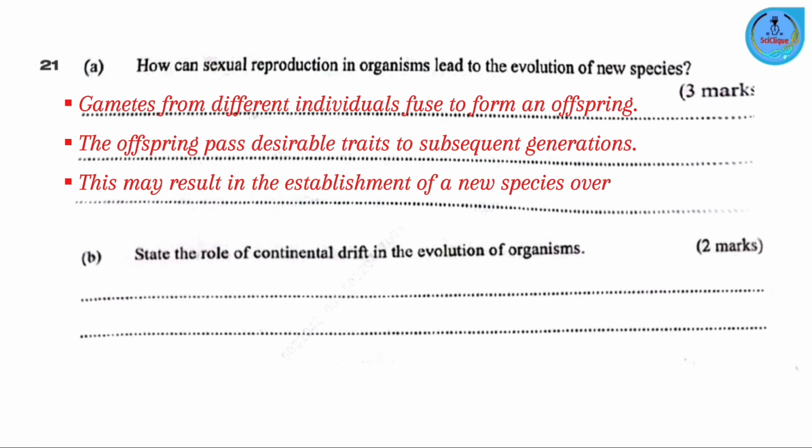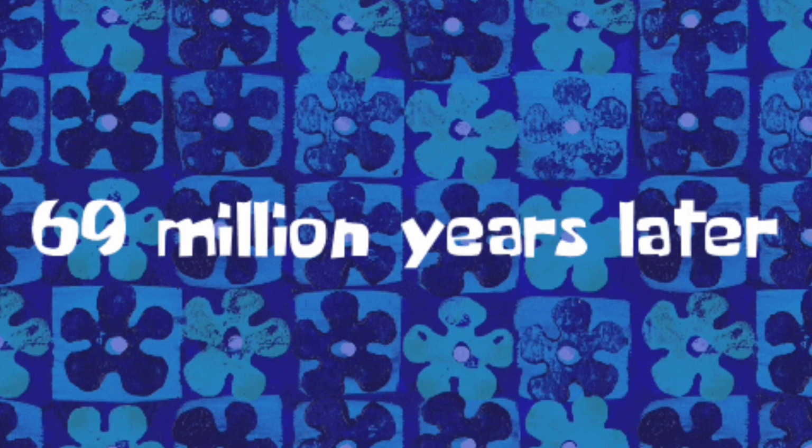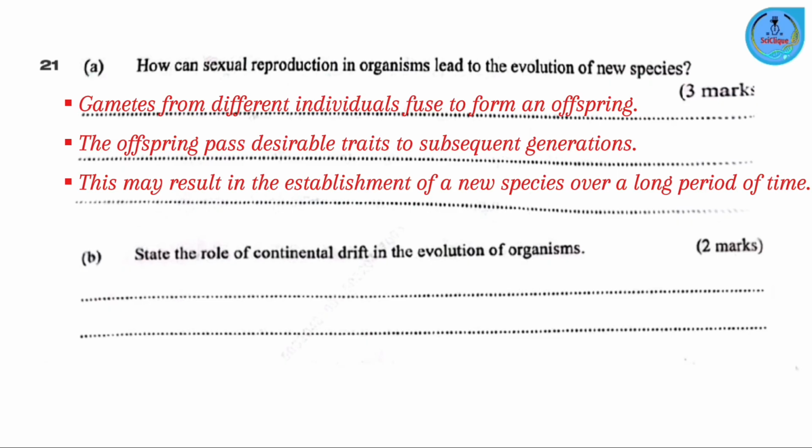Now, this organism is going to have certain characteristics that are unique to them. And it's going to pass these characteristics that may be desirable to the next generations, okay? Until finally this leads to the establishment of a new species. Bear in mind, this is something that happens over a long period of time. Long. Okay. Alright.